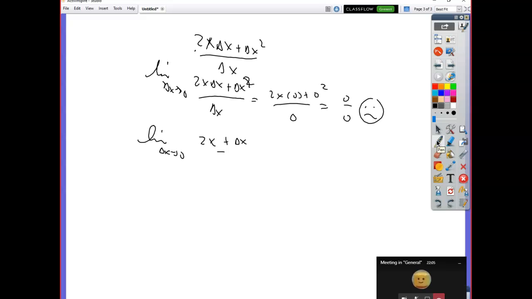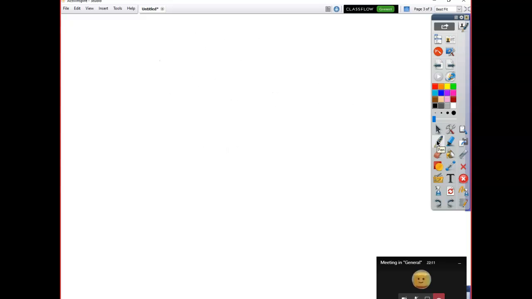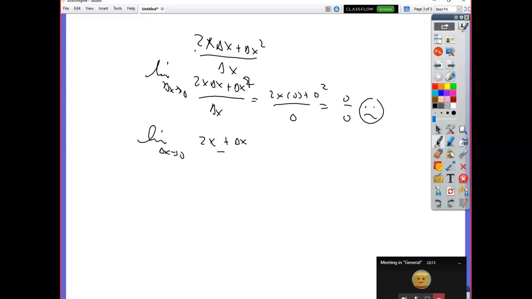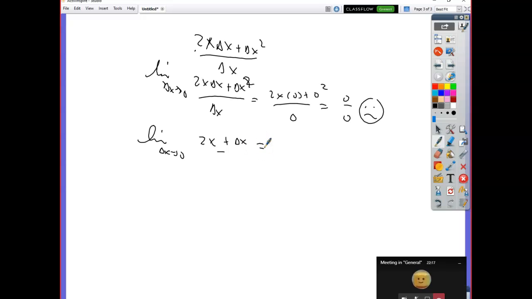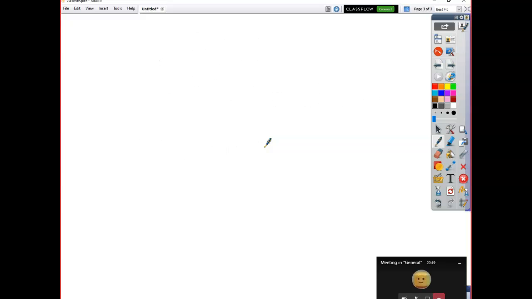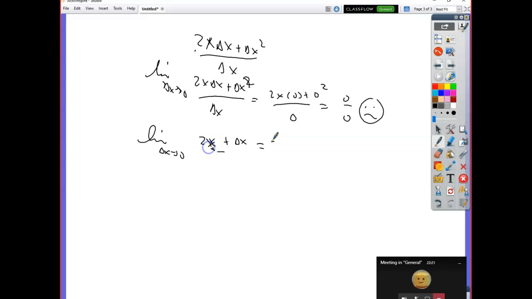Now I plug in a 0. Oh, I'm going too fast. Now I plug in a 0. What do I get? 0. No, that's an x. Oh, that's an x right there. I'm going to get 2x. Which is what? How'd that help me?